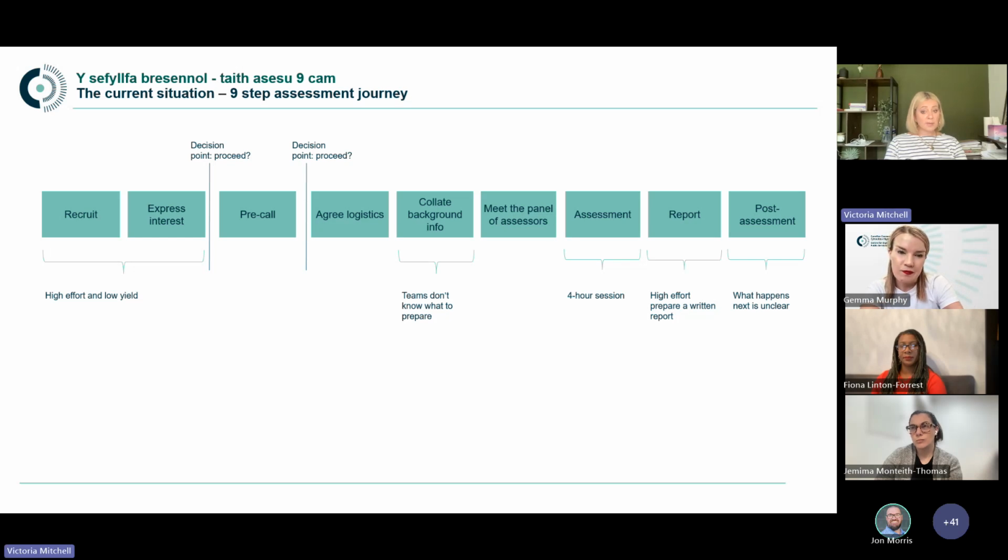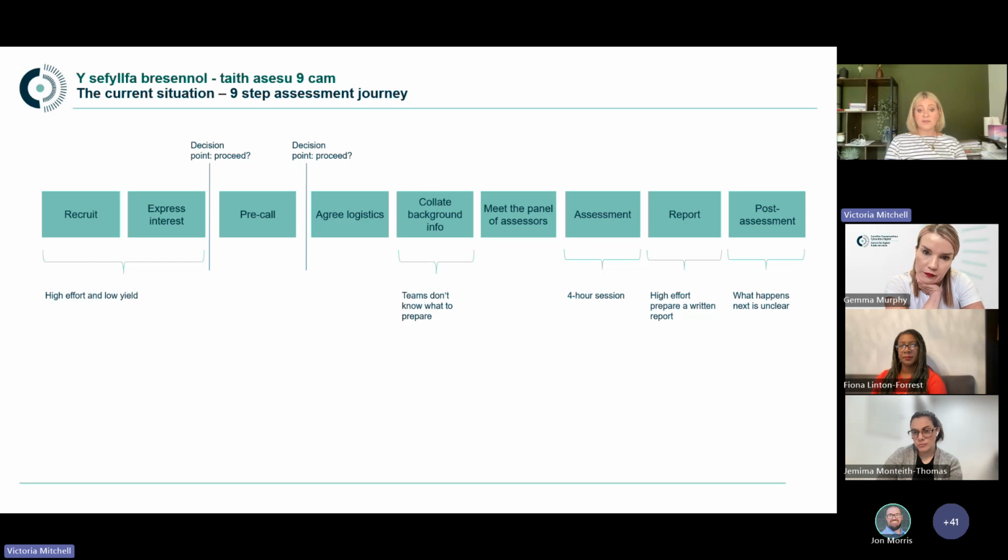So right at the start, signing people up. The way that's currently done is quite speculative, takes a lot of effort, and it doesn't yield very good results. And it relies quite heavily on senior leaders to identify and persuade teams to participate, sign up and agree to have an assessment. When it comes to preparing for an actual assessment, again, pretty high effort because teams don't know what to prepare, and often they're preparing new material specifically for the assessment.